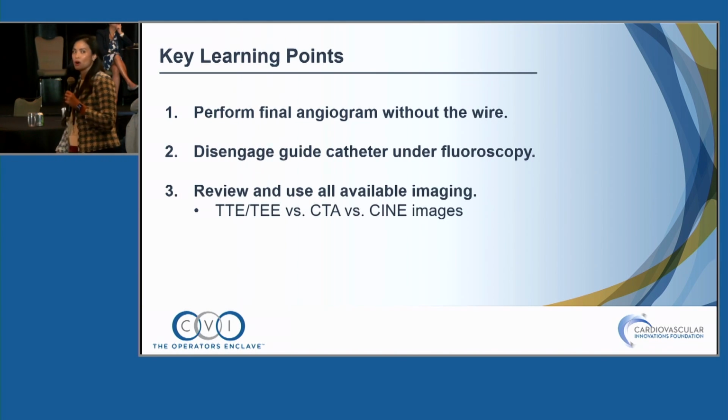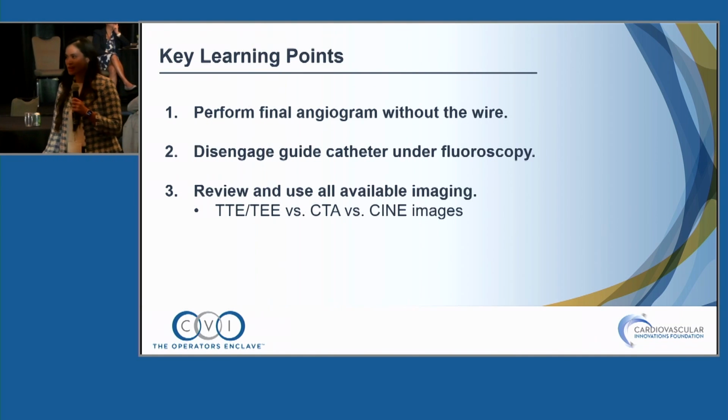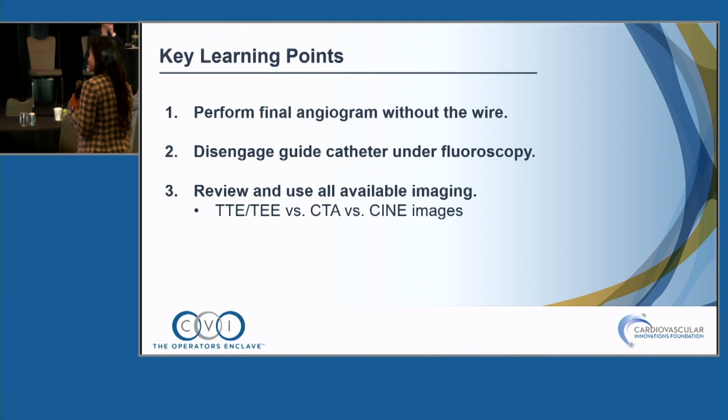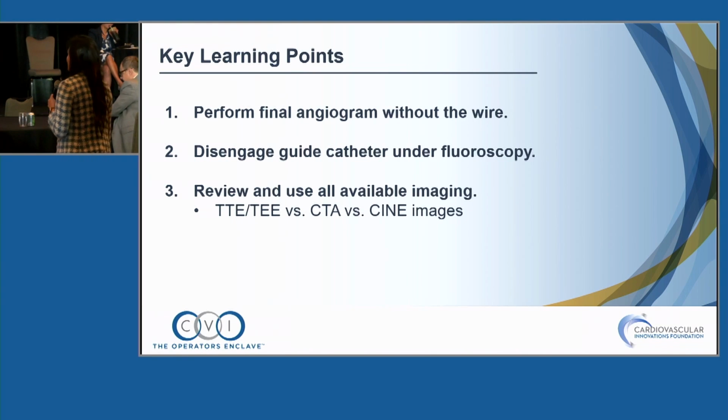Next, review and use all available imaging. We had fantastic echo images that suggested an aortic dissection, which would have meant a very different management for the patient. We also had excellent CT images that demonstrated it was not a dissection. Something as simple as cine images allowed us to confirm this diagnosis.